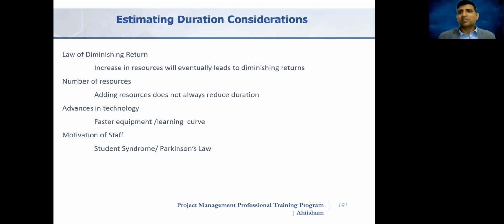So if you ask me, Atisham, how long it will take to do the task, and I say that it's going to take 40 hours, in my mind, I know it probably will take 30 hours, but I'm going to pad 10 hours in case anything goes wrong. So I tell you 40 hours and it magically takes 40 hours. So work will expand to fill the time allotted to it. So that's the Parkinson's law and it affects the duration estimates.